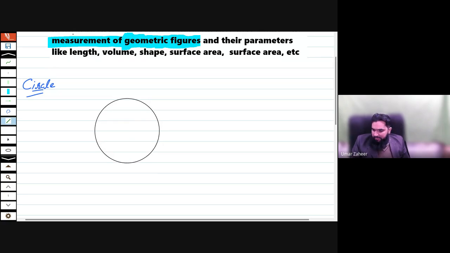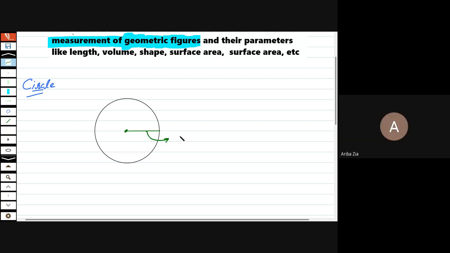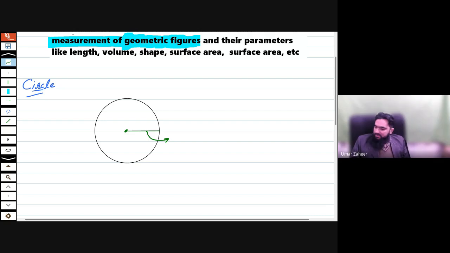Yes, Ariba. What is the name of this side? Yes, Ariba. It is the center of a circle. What is the name of this side? The radius. That is the radius of a circle. So the line that starts from the center to the circumference, meaning the distance from the center to the circumference, is known as the radius of a circle.